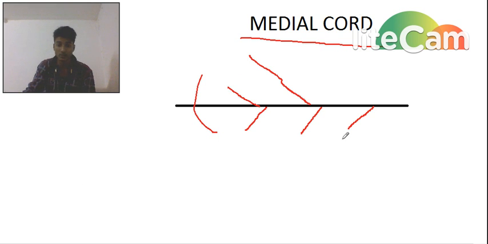So I'll summarize it once again. First is the ulnar nerve, then all the rest start from the letter M, that is the medial cutaneous nerve of arm, medial cutaneous nerve of forearm, medial pectoral nerve, right over here, and the contribution to the median nerve that goes upside and joins with the contribution from the lateral cord, and forms the median nerve.